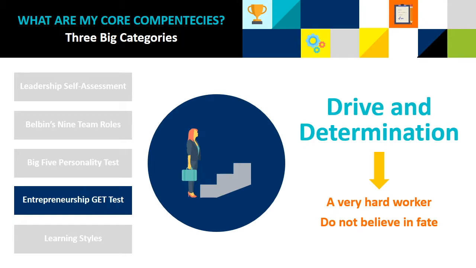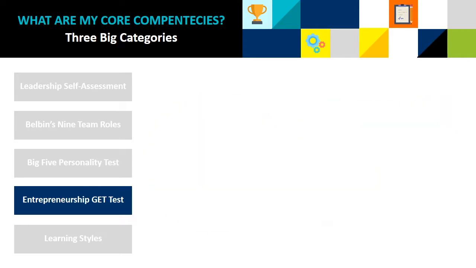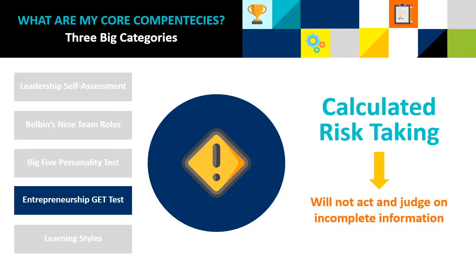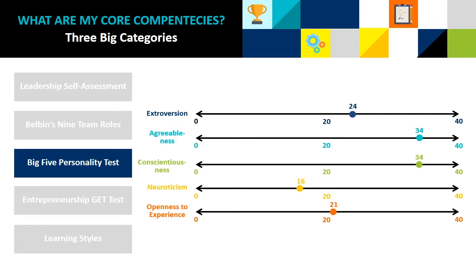For the remaining themes, I score below the average of people. However, the one that is way below the average is calculated as taking risks. This means that I will not act and judge on incomplete information, which aligns with my learning style result as a theorist. For the personality test, it turns out that I score high in agreeableness and conscientiousness.